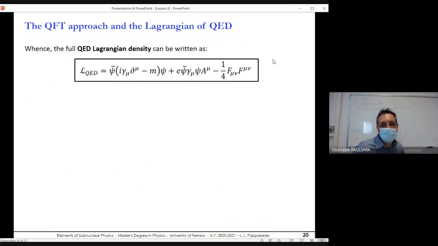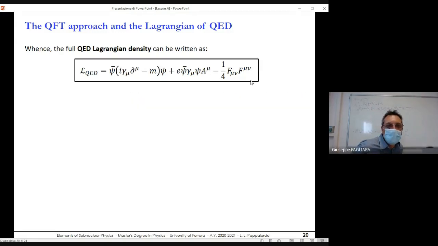So once you add this term, you now have the full expression of the Lagrangian density of QED. So we have the kinetic term of the fermions, the mass term of the fermions, the interaction between the fermions and the electromagnetic field, and the kinetic term of the gauge boson.